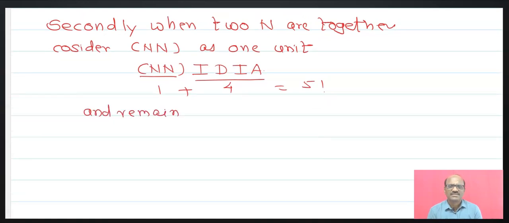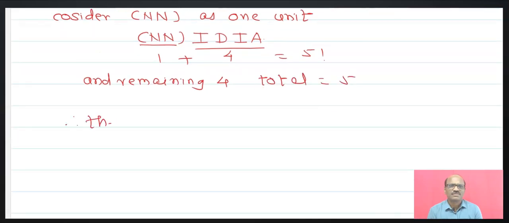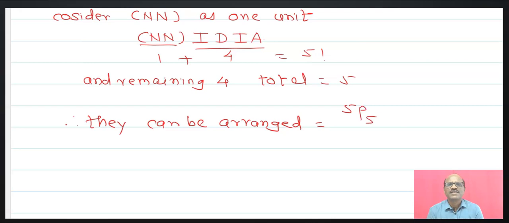and remaining 4. That is the total is 5. That is NN is 1 and IDIA is 4. 4 plus 1, that is equals to 5. Now these 5 can be arranged. That is a 5.